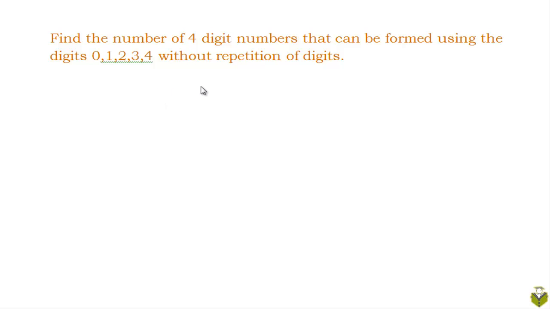I'll just give you one hint that a number like 0, 1, 2, 3 or 0, 1, 2, 4 doesn't count as a valid 4-digit number. So these are 3-digit numbers with 0 in the first place. So you have to be mindful of that when you solve this problem.